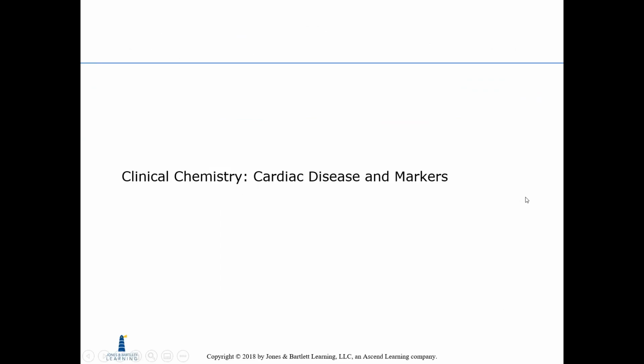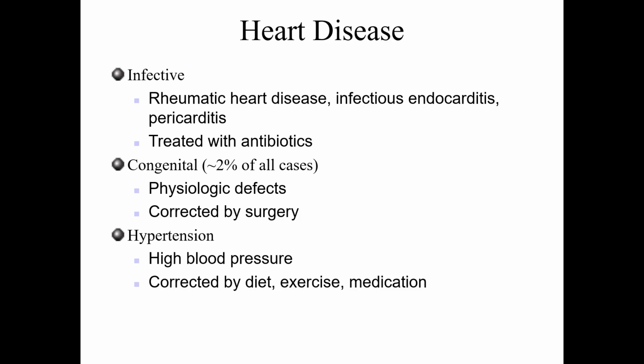Clinical chemistry, cardiac disease, and markers. Heart disease is typically categorized as infective, congenital, or hypertensive. Infective would be caused by infection, so rheumatic heart disease, infectious endocarditis, pericarditis, typically treated with antibiotics. Congenital would be physiological defects at birth that are corrected by surgery. Hypertension is high blood pressure. It's corrected by diet, exercise, and medication.